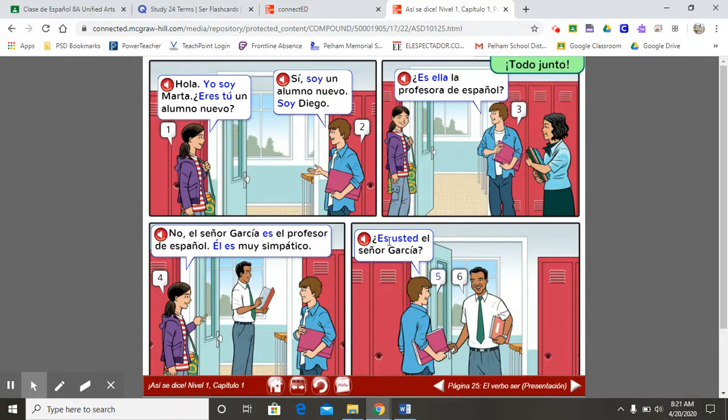The boy says, ¿Es usted el señor García? Are you Mr. Garcia? And he responds, Sí, sí, soy el profesor de español. Yes. Now again, notice how they didn't use yo soy. You can just say soy. Soy el profesor de español. I am the Spanish teacher. And he kind of looks like me. Not really.